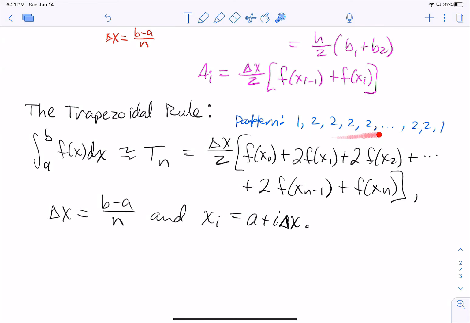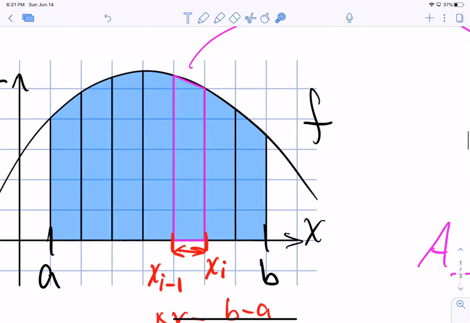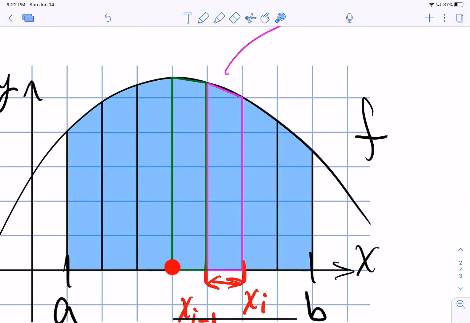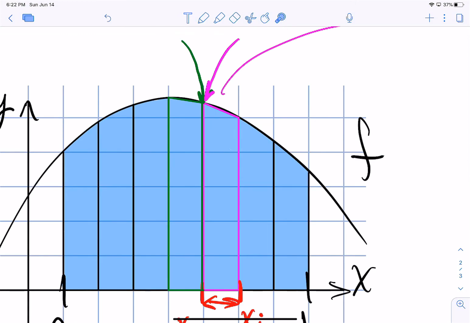Why the 2's? Well, if we go back to our diagram here, if we look at the trapezoid that's just to the left of the one that we were just looking at, that trapezoid has a long base and a short base. The shorter base is actually the same as the longer base of the trapezoid we were just looking at. So that particular height is used twice, once for the pink trapezoid and once for the green trapezoid. And as a matter of fact, all of the heights of the interior trapezoids are going to end up being used twice.